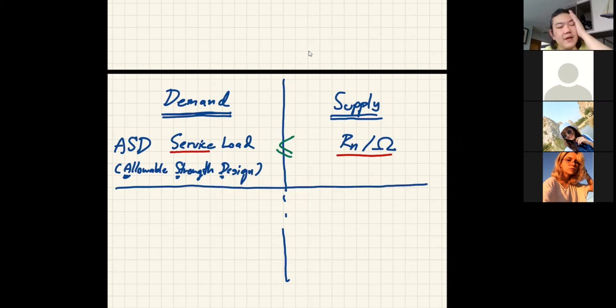Another one, instead of using service load, we increase the load to account for some uncertainties that you never know. For example, the live load could be more than what the number suggests. The floor could be thicker than you actually cast the concrete for, and so on. So we increase the load due to some uncertainty, so we call that factored load.